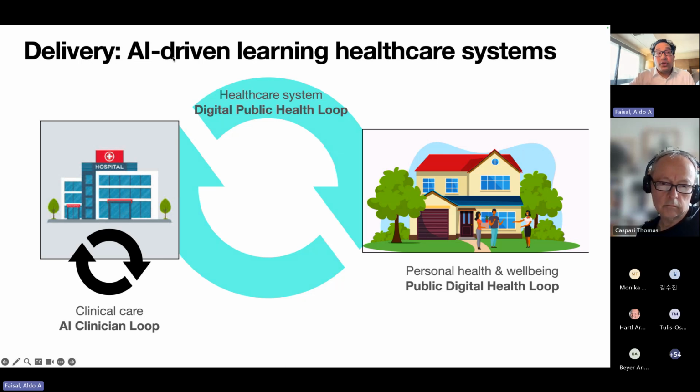So I think in the future, we're going to see what we call AI-driven learning healthcare systems. I showed you the AI clinician loop that operates in the hospital. I showed you diagnostics and monitoring that can also operate at home, monitoring you personally. So we can call that the public digital health loop. And we need to think about connecting these 2 loops.